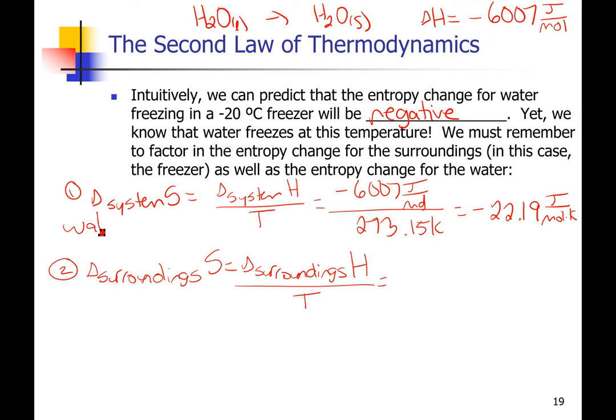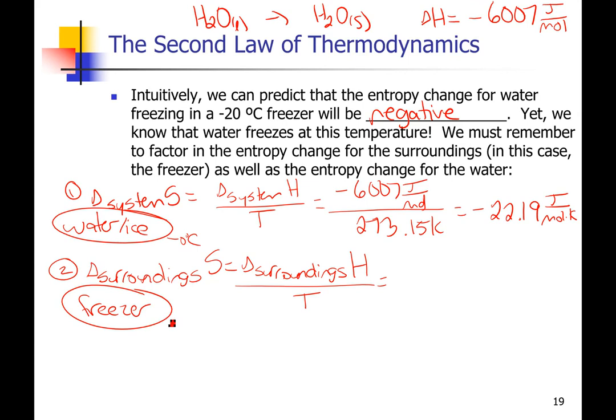So we've got an enthalpy change there divided by the temperature, and this is of the freezer. So part one was the water/ice, which was at 0 degrees C. Part 2 is the freezer, which is at minus 20 degrees C. And so the water released 6,007 joules per mole of heat. That's why there's a negative sign on the enthalpy change for the water. The freezer is absorbing that heat. So it has a positive sign on its enthalpy change.